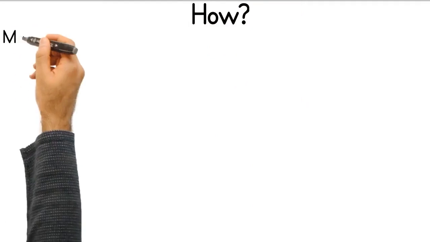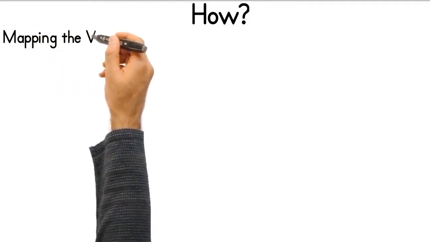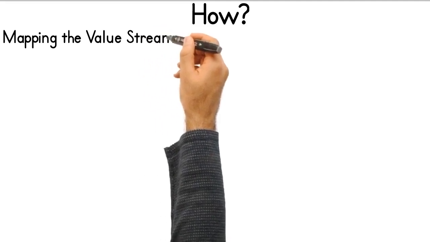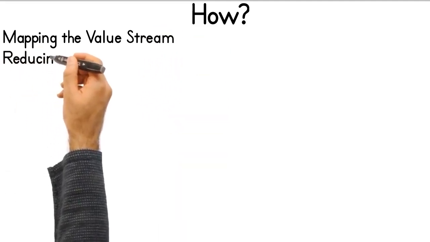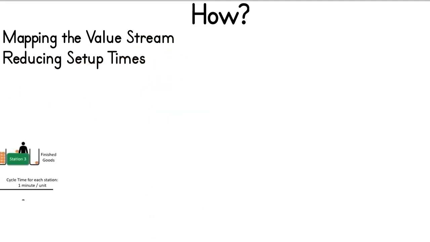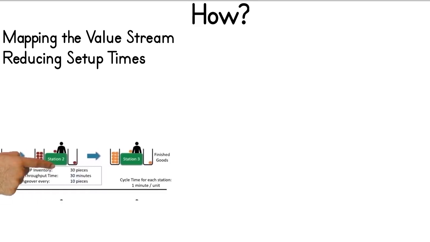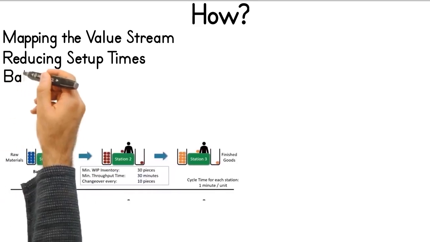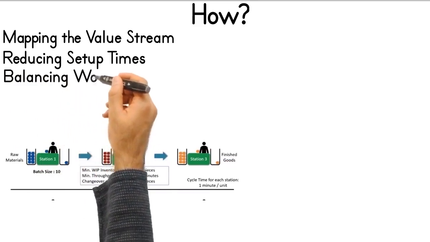How is continuous flow implemented in manufacturing? 1. The first step is to map out the entire value stream, identifying all the steps involved in the production process. 2. By minimizing setup times and standardizing processes, manufacturers can ensure that machines and workstations can transition quickly between tasks, allowing for continuous production without extended downtime.